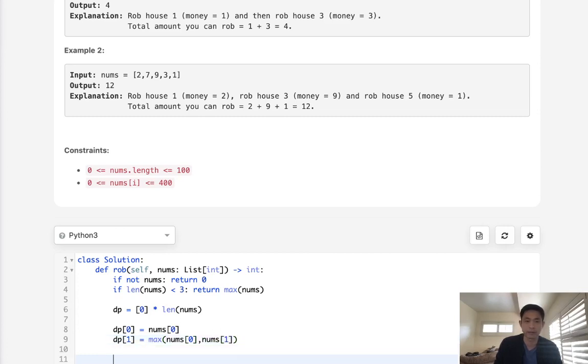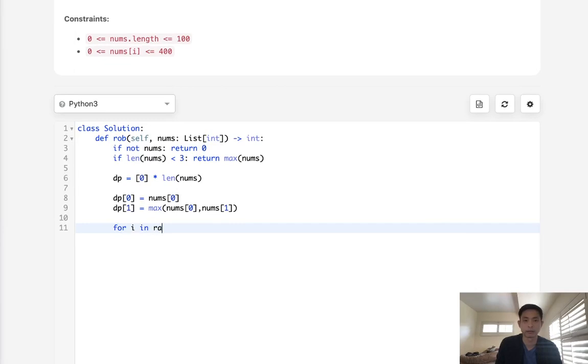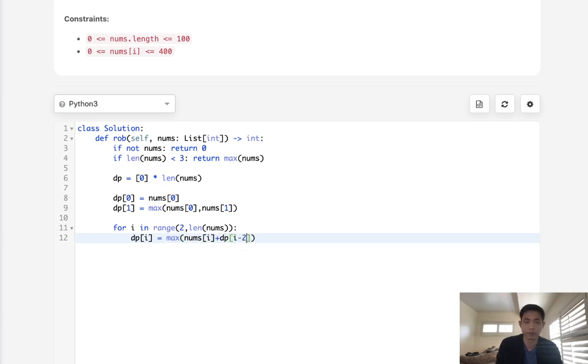Now that we have this, we can begin our algorithm. We're going to say for i in range, starting from the third house all the way to the length of nums, what is our best option here? Do we want to either skip this house or rob this house and take whatever profit we had from before? So dp[i] is going to be equal to the max of: rob this house and take the profit from the previous 2 houses before, so dp[i minus 2] plus nums[i], or just skip this one and take whatever we had in dp[i minus 1].